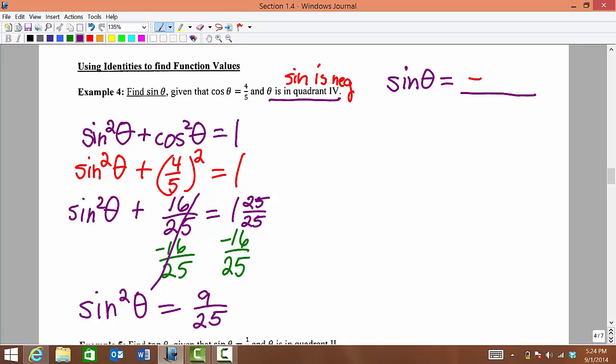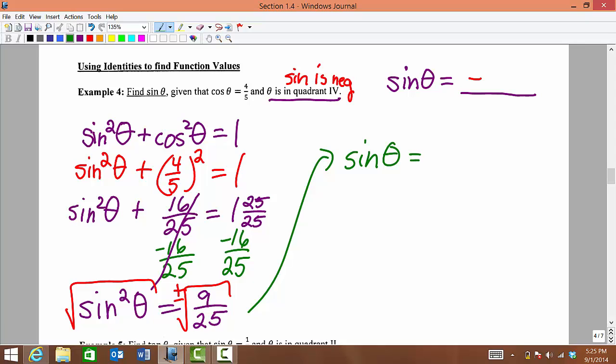Keep our same denominator. And the last thing that we want to do is to take the square root of both sides. Now remember that when you take the square root of both sides of an equation, we always want to include our plus and our minus. So the square root of sine squared would be sine. Sine is either equal to plus or minus, and the square root of 9 would be 3, and the square root of 25 would be 5. So it's either plus or minus 3 over 5, and we said that we are working in quadrant 4, so we know that it will be negative 3 over 5.